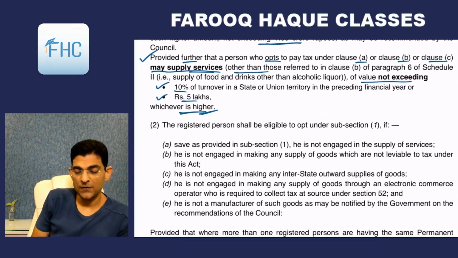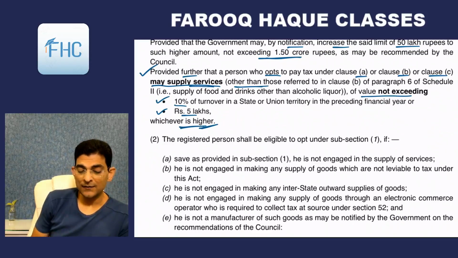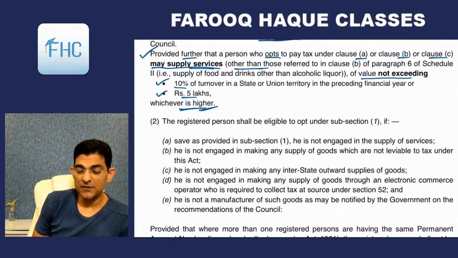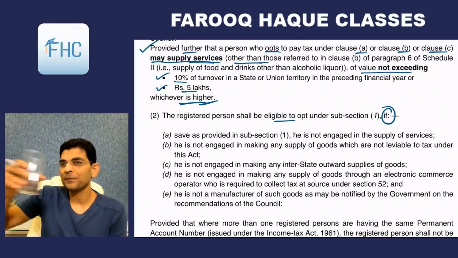Okay. So this proviso was inserted by the Amendment Act which came in 2018. Then the next point is that the registered person shall be eligible to opt under subsection 1 if, means conditions. A lot of conditions are there.